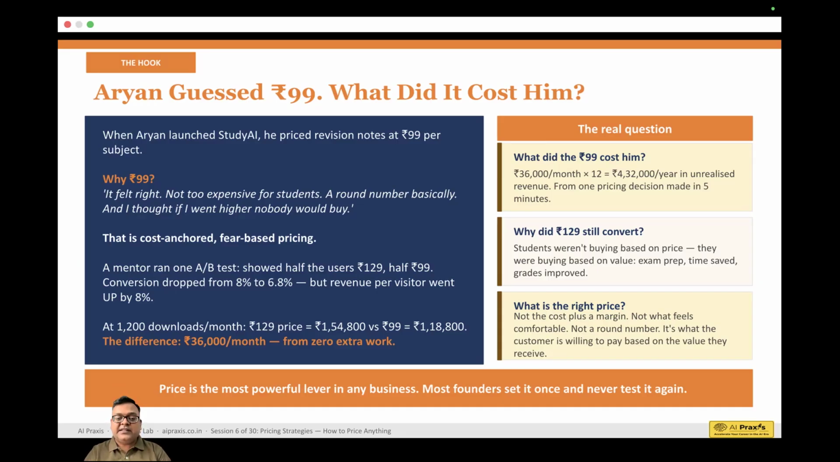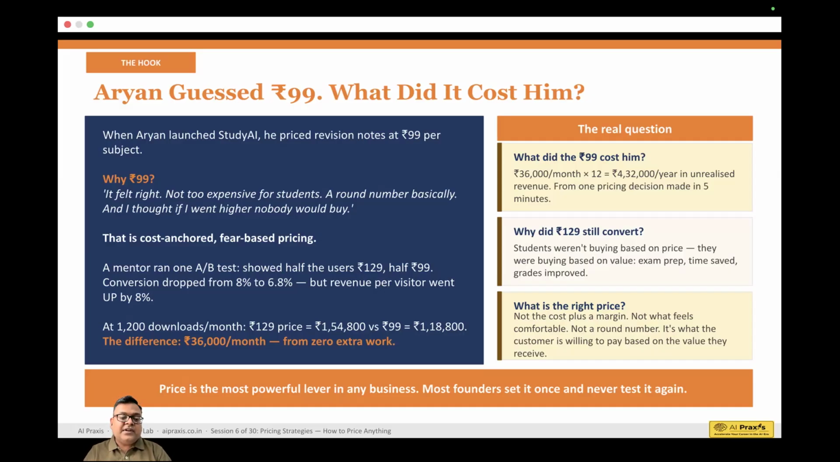It's fear-based pricing. A mentor ran an A/B test, the alpha beta test, and showed half the users 129, and half 99. Simple. And this is what you should do actually. Go out and divide your customers into groups and give them different prices. The conversion dropped from 8% to 6.8% in case of 129 pricing. But what happened? The revenue per visitor went up by 8%, and that really matters.